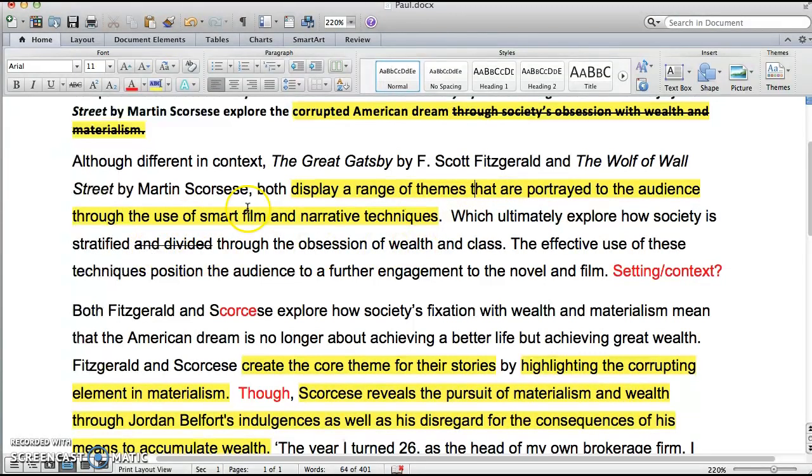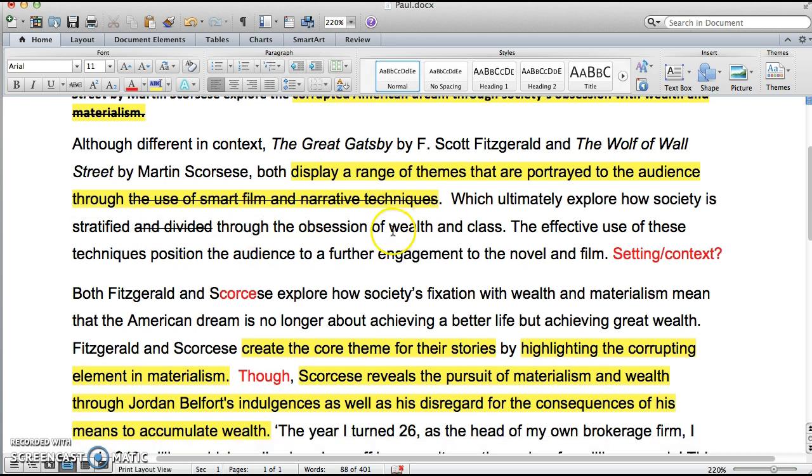"That are portrayed to the audience through the use of smart film and narrative techniques." Again, you don't need that. You're going into that in your main body paragraphs, which ultimately explore how society is stratified and divided through the obsession of wealth and class. That's a fragment sentence. It doesn't make sense. So you need to tidy that up. Now, stratified means divided, so you don't need to keep saying stratified and divided. Again, you will need to tidy that up throughout.